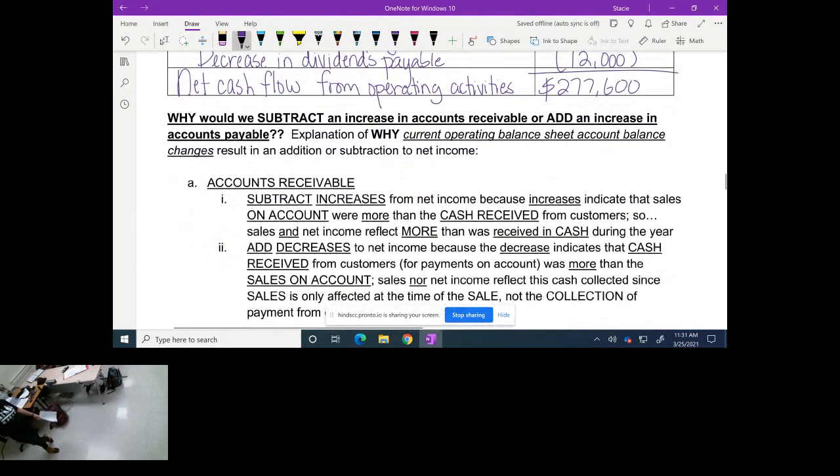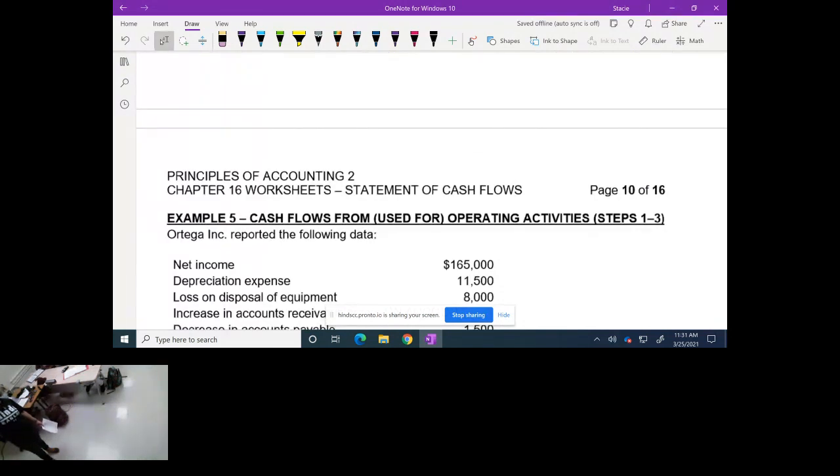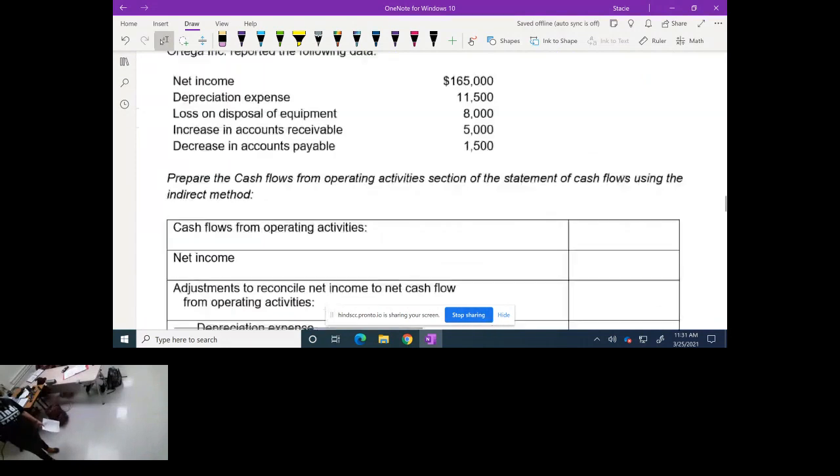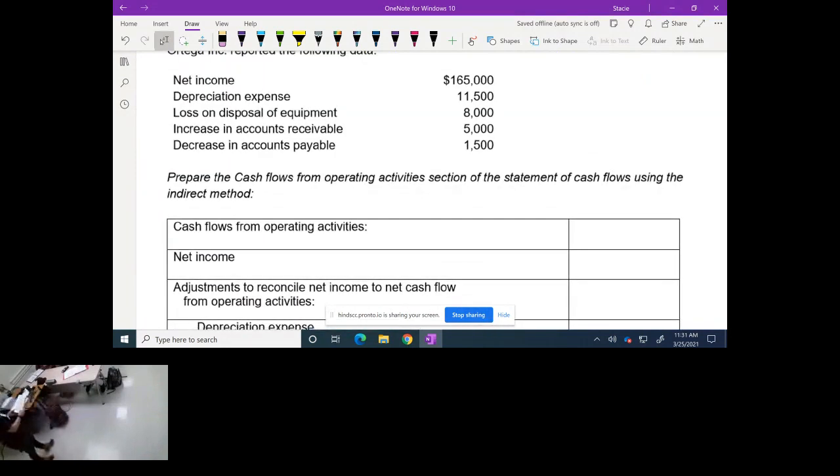All right, so the rationale behind this, why would we do this? Why would we subtract increases and so on? I've tried to write out an explanation for each one of these just to help you understand why we're doing what we're doing. So if you're having trouble, go through and look at those to clear it up. All right, now we're going to do one where we're putting all of it together.